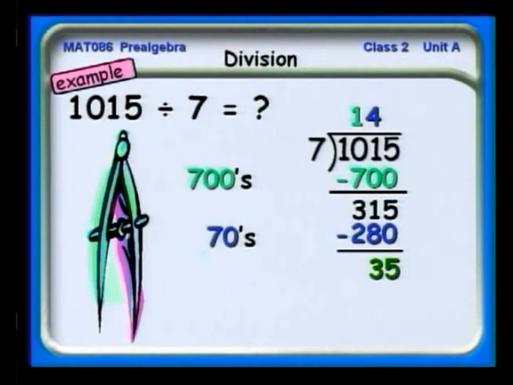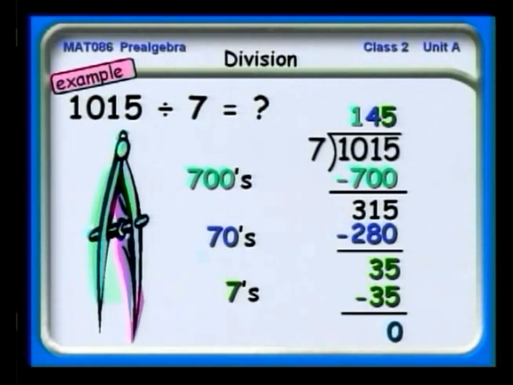Now I'm down to asking how many 7s are there in 35. And I know that there are 5 7s in 35 because I've studied my multiplication table. 7 times 5 is 35. I take away the last bit, 35. 35 minus 35 leaves me with 0. So the answer, the quotient, is 145.